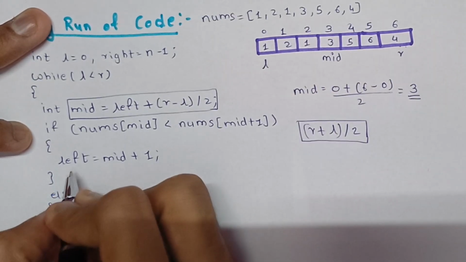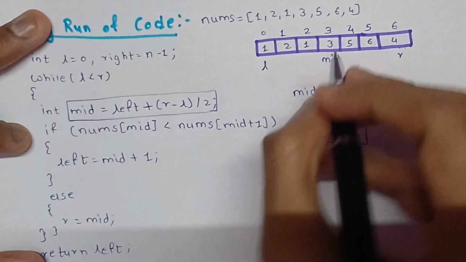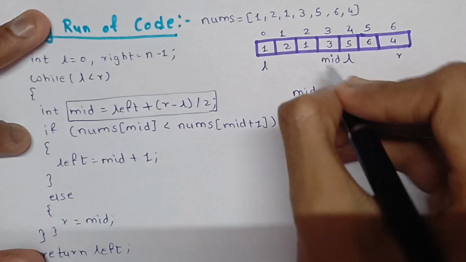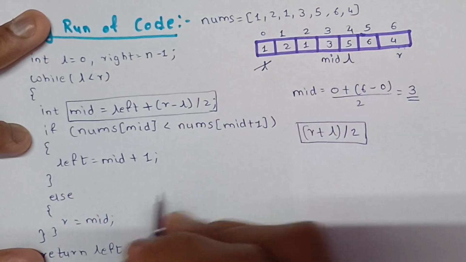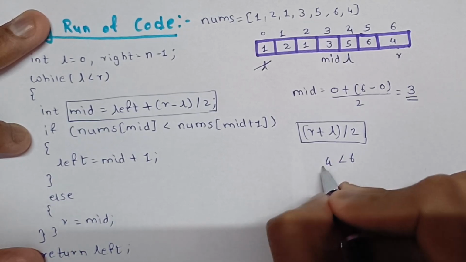Now simply we will increment the left, so left is equal to mid plus 1. The left pointer will come here. Now again we will iterate, and we check whether 4 is less than 6. Yes, the condition is satisfied.